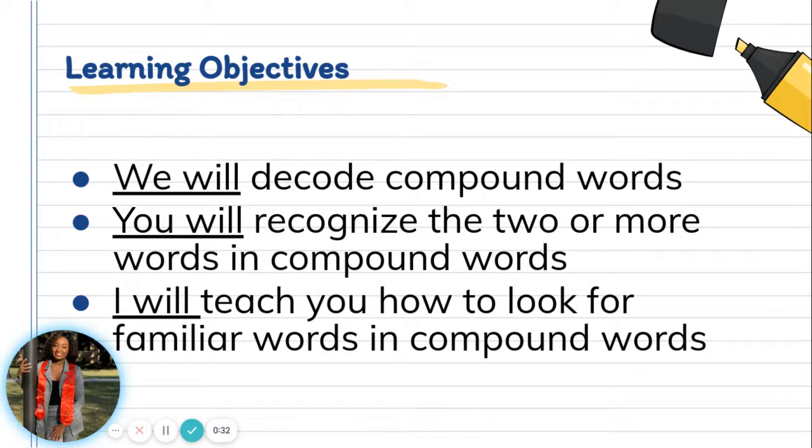Let's start with our learning objectives. First, we will decode compound words. You will recognize the two or more words in compound words. And I will teach you how to look for familiar words in compound words.